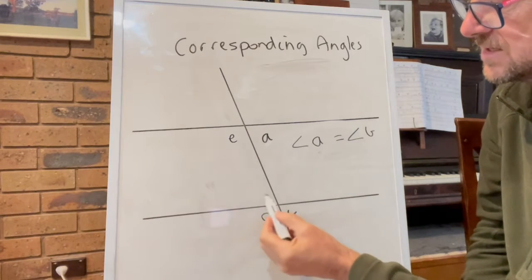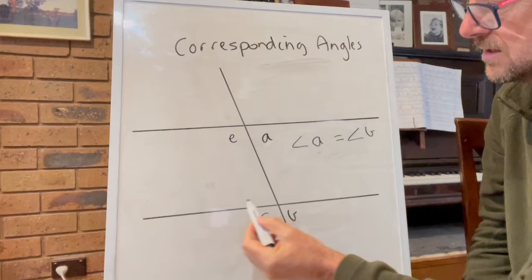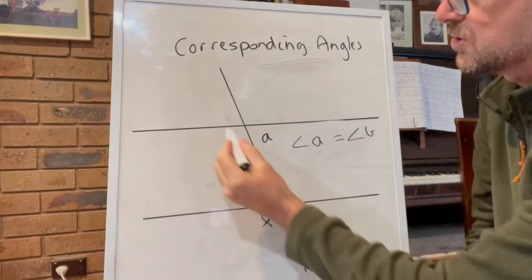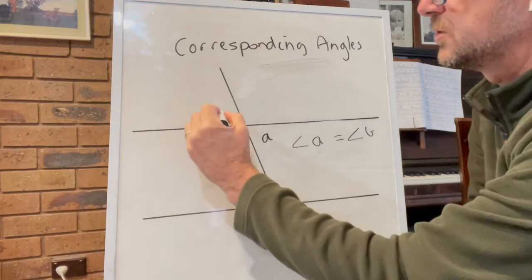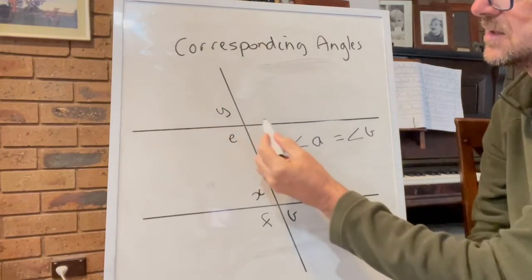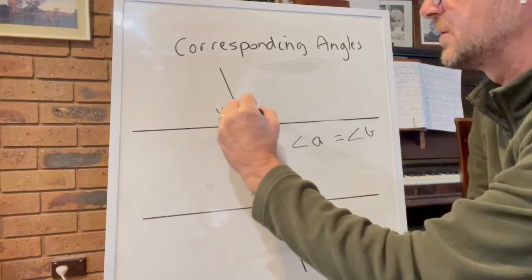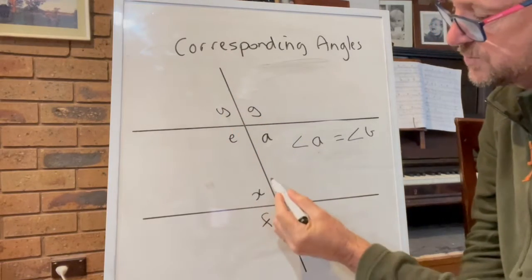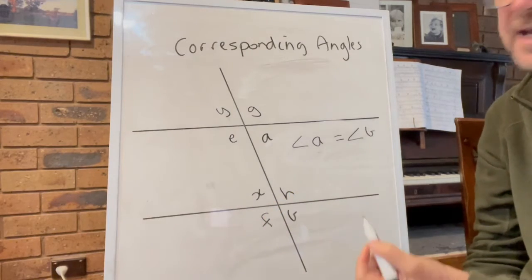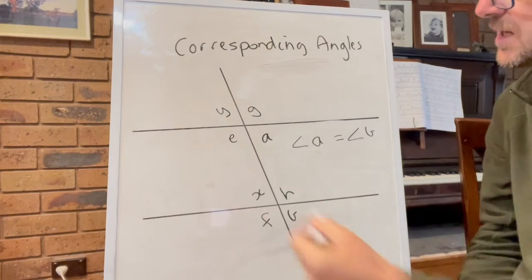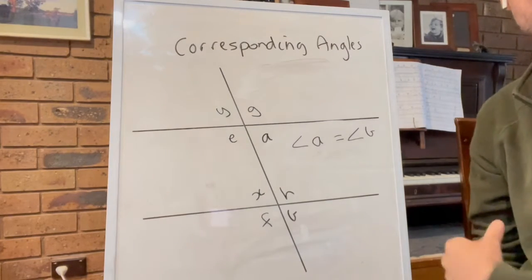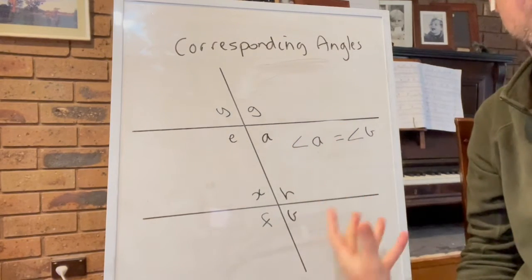This angle here, let's call it X. It would correspond to this angle up here. Let's call that one Y, okay? And then this angle here, let's call that one G, and it would correspond to this one down here, and that one, call that one H. So you can see how as we would find out different angles, we can then fill in other angles using the corresponding angles rule.